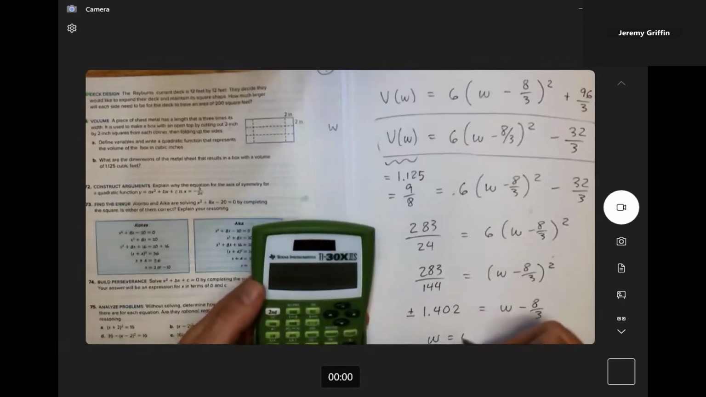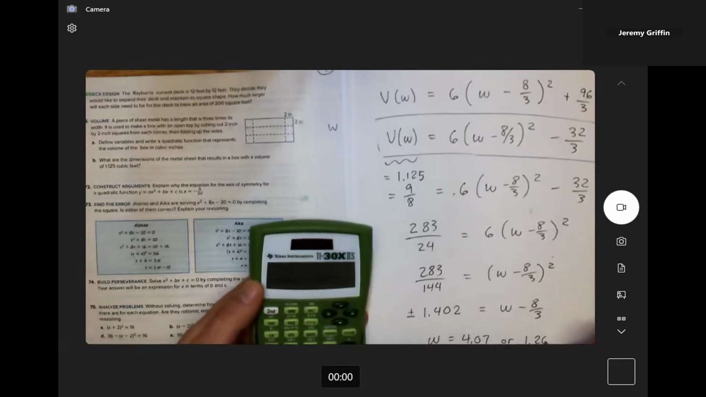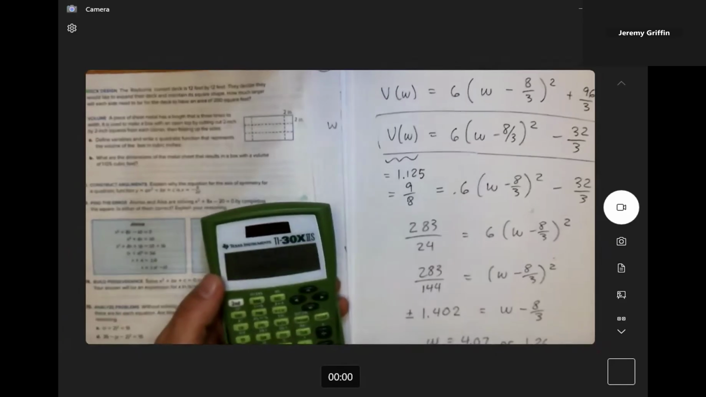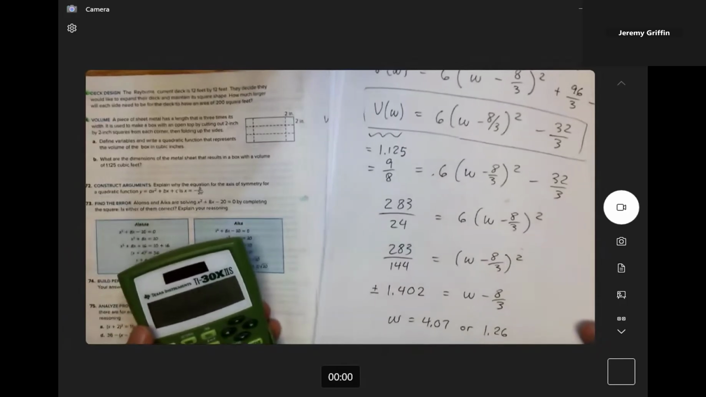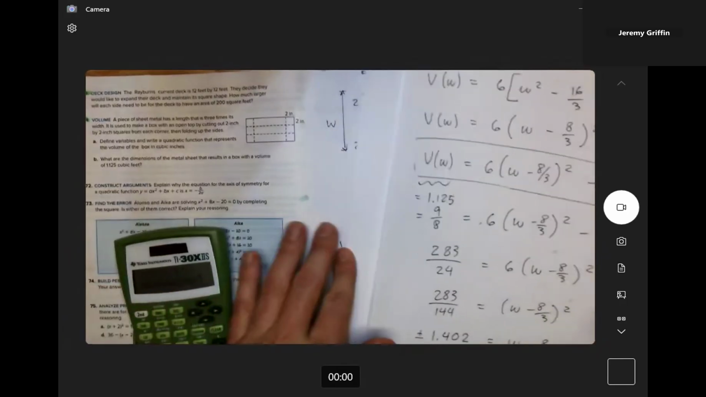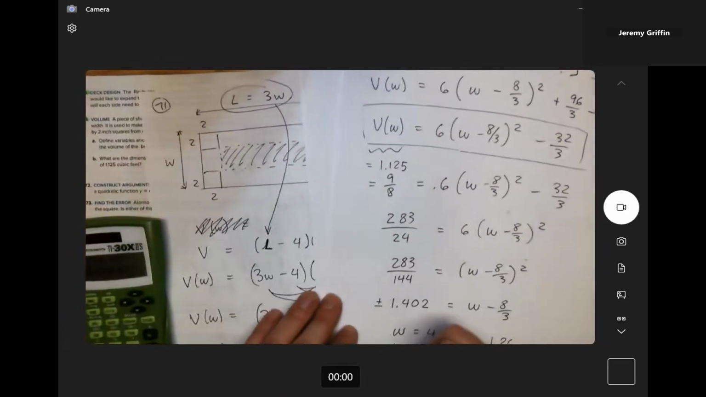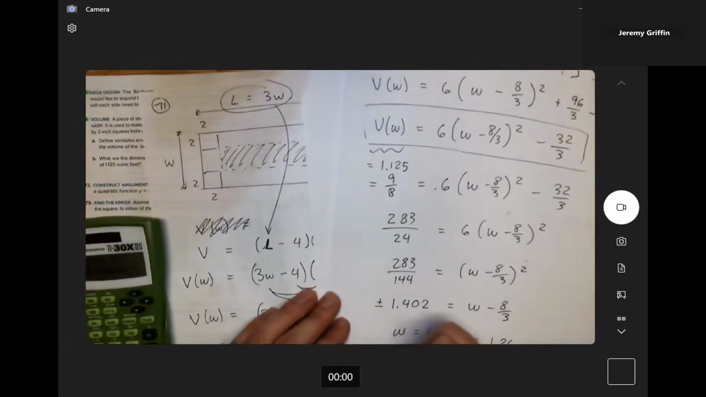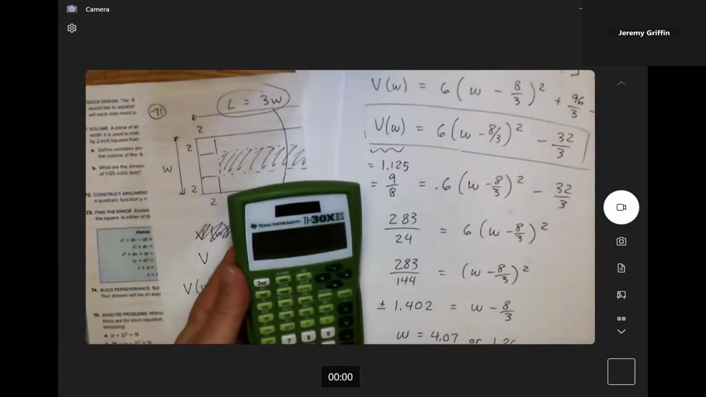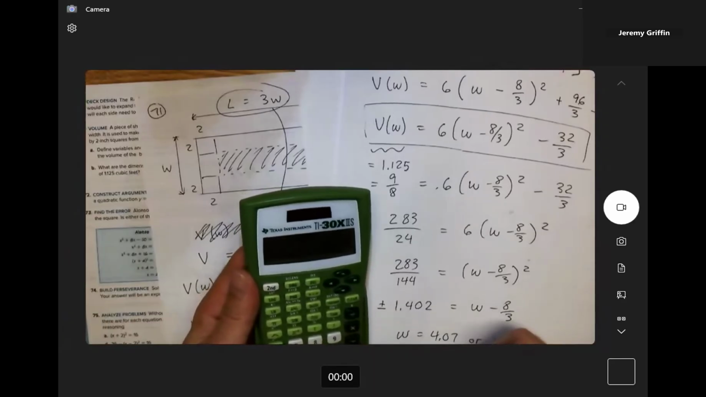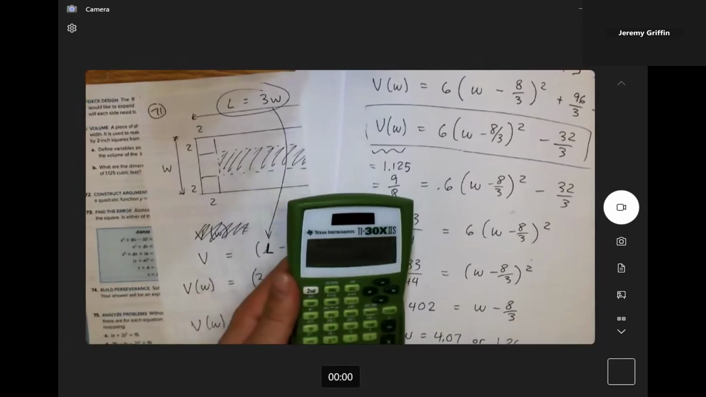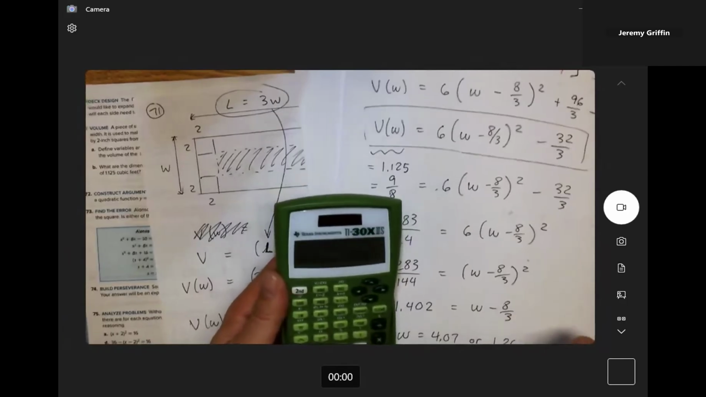So W could be 4.07, or what's 8 over 3 minus 1.402? 1.26, right? Something like that. Interesting, I'm getting two possible solutions out of it. That didn't seem quite right. Okay, let me go back and check my original box here. Because L had to be 3W, right? So L, which is 3W. Okay, what if I triple each of these? 4.07 times 3, 12.21, or 1.26 times 3 is 3.78.